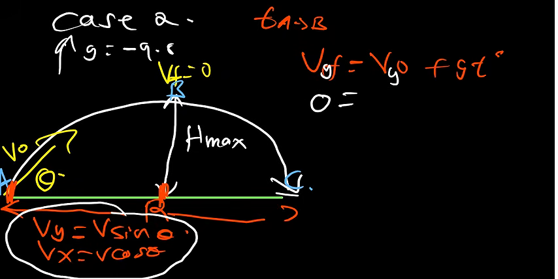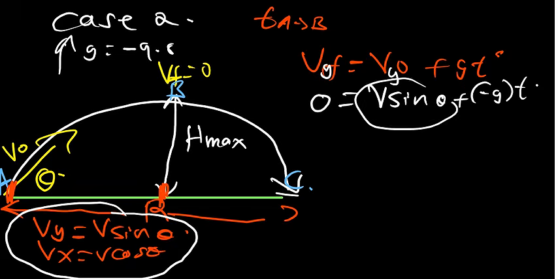Tell me, what will be our Vy? V sine theta. So I'm going to replace this with V sine theta plus, remember our G has to be negative, times T. My goal is to find the time from A all the way to B, meaning reaching the maximum height. So I'm going to shift this part to the left hand side, so negative V sine theta is going to be equal to negative GT.